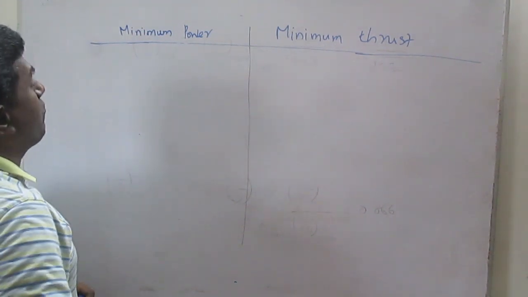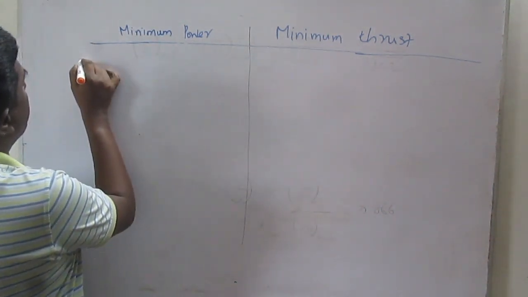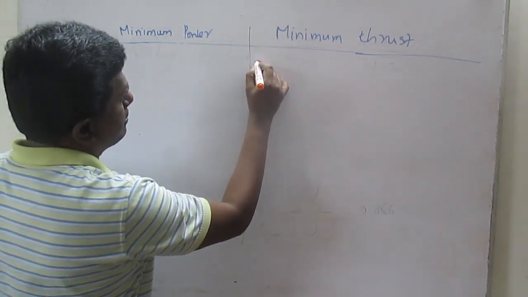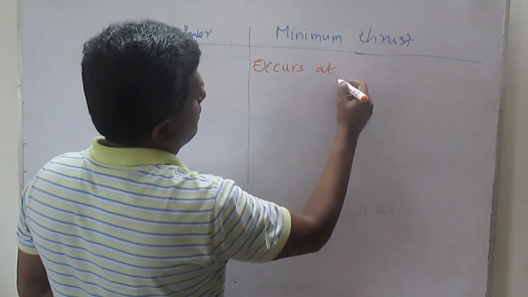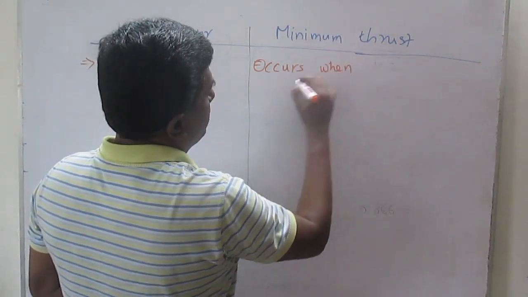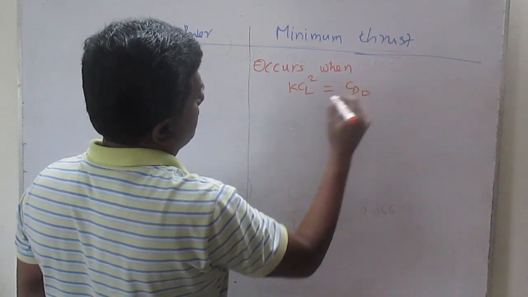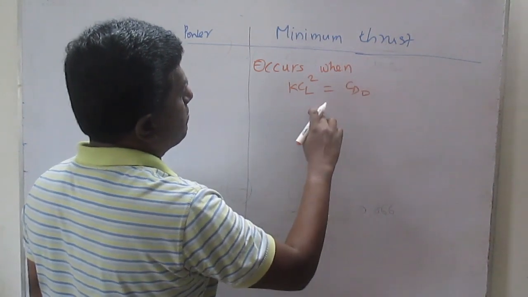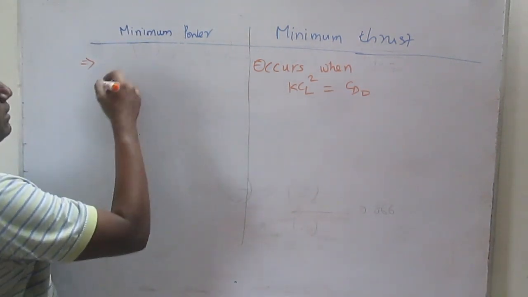The first thing is minimum power. Okay, let us write it here. Minimum thrust occurs when the induced drag, KCL square, equals the parasite drag. So this is very important. Minimum thrust is nothing but minimum drag, and that occurs when the induced drag equals the parasite drag.